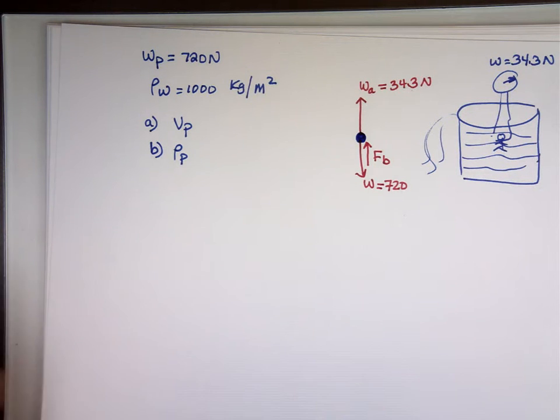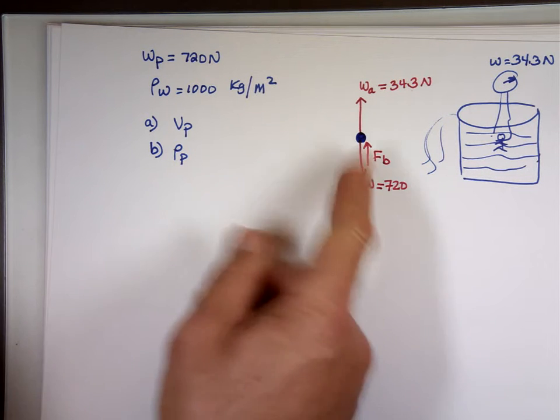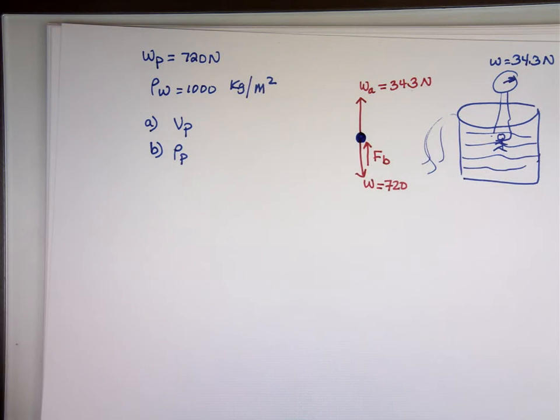The first question: can you tell me what the volume of the person is? Well, we can calculate the volume. From this picture, I don't even have to collect the water. I can look at the scale and tell you what the volume of the person is.